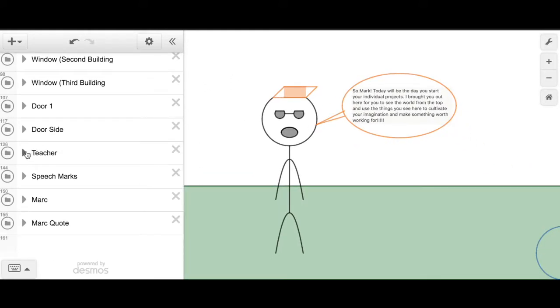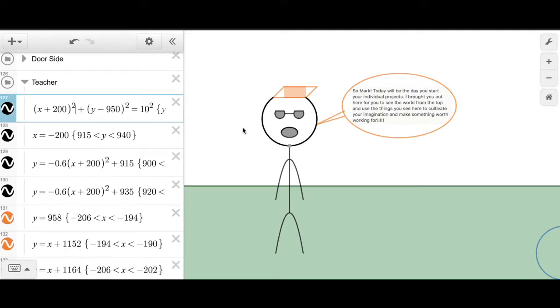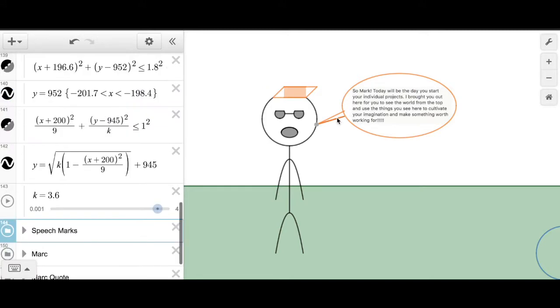So first of all, we have his face. His face is made with the circle equation x minus k squared plus y minus k squared equals r squared, and I limited it to a y domain in order to cut off the chin, and to cut off the forehead to make the hair.